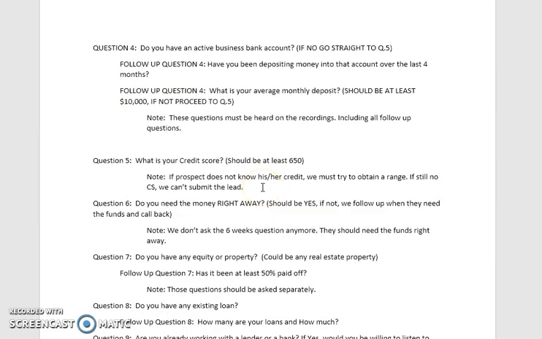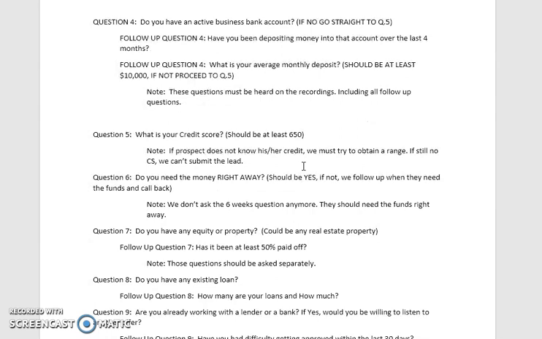Next. Question number 5, what is your credit score? It should be at least 650. Now, if the prospect does not know his or her credit score, we must still try to obtain a range. Like, could you give me a range? If they still don't know their credit score, no credit score, we could not submit a lead.